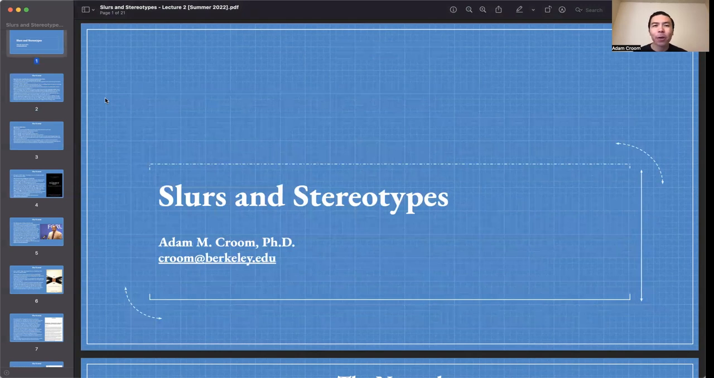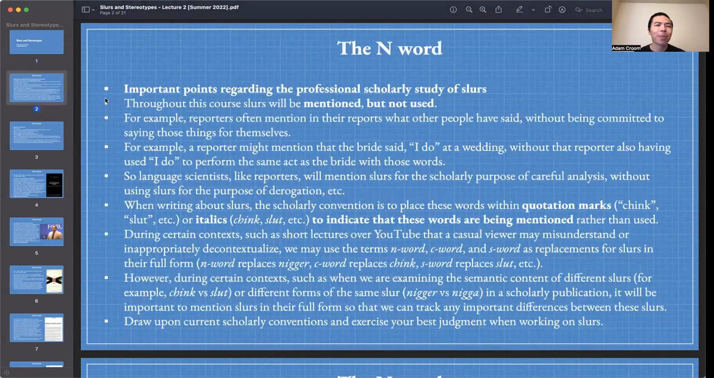I'm Adam, and the focus of our lecture today is on the N-word. Before we discuss our main article for today, let's start by discussing some important points regarding the professional scholarly study of slurs. Importantly, throughout the course, slurs will be mentioned but not used. The use-mention distinction is going to be very important here.